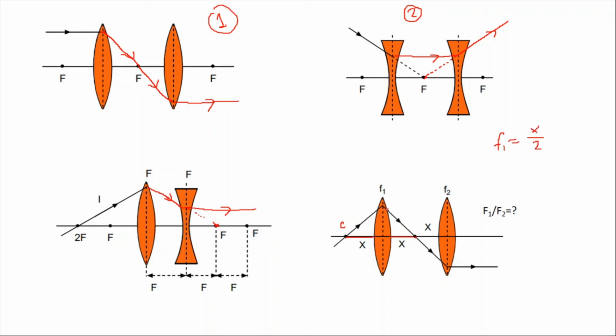Now this is a refracted ray and it's an incident ray for the second lens, and as you see, it is coming from this point through this point and then it is moving parallel to the principal axis. It means that this point is the focal point of the second lens. So f2 will be equal to x. Once you divide them, you are going to see that f1 divided by f2 will be 1 over 2.